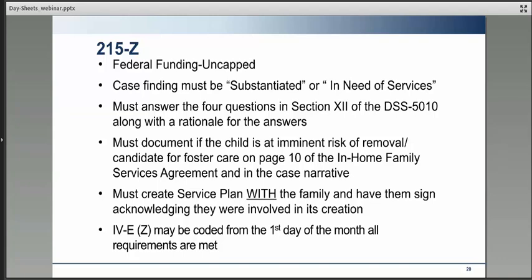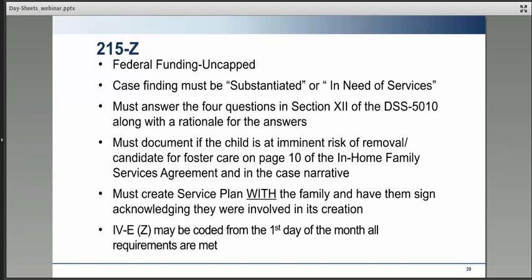We must further document that the child's at an imminent risk of removal and or a candidate for foster care, and this is accomplished on page 10 of the In-Home Family Services Agreement. That's one place where it's easily documented, but equally you should be documenting this in your case narrative, that we should be discussing the fact that this child is at risk, and absent the services that we are providing to this family, whether it's through us directly as DSS or the agencies that we're partnering with in the community for and with this family, that without those services being provided and successfully achieved, that this child would be filed for foster care. We would file a petition.